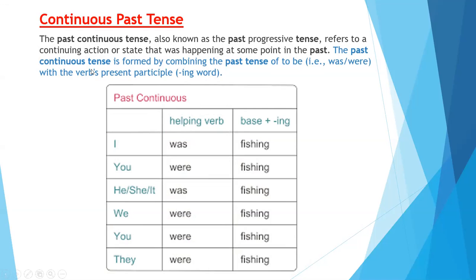So again, past tense, but now continuous. What is our helping verb going to be for past tense in the continuous? I was fishing. Again, ing at the end of the verb, always, for any continuous tense, whether it be present, past, or future. You were fishing. I wouldn't say you was fishing. I would use the correct helping verb. He or she or it was fishing. There are more examples of the different subjects with the helping verbs.